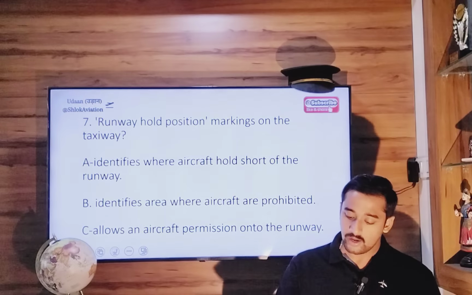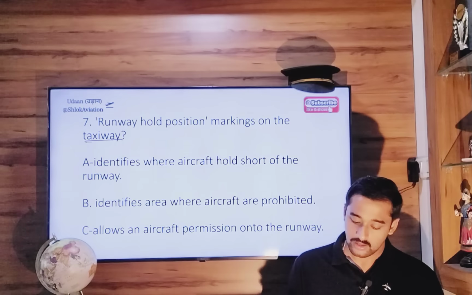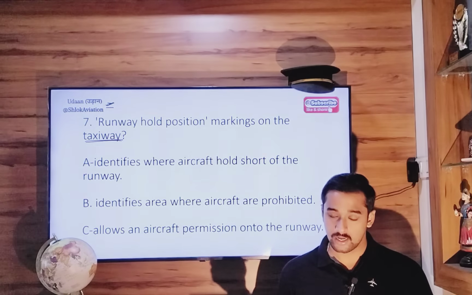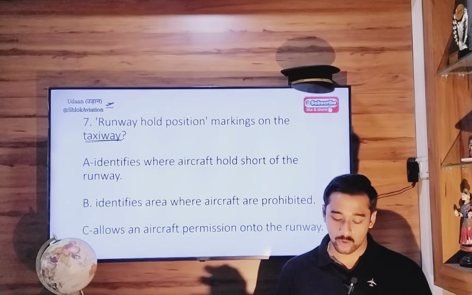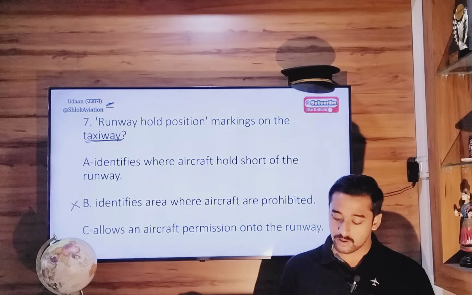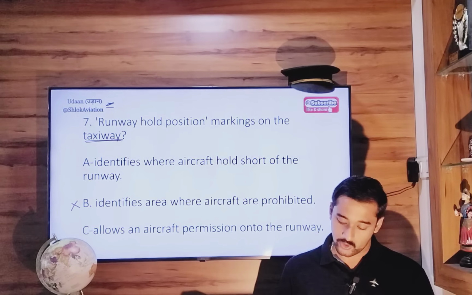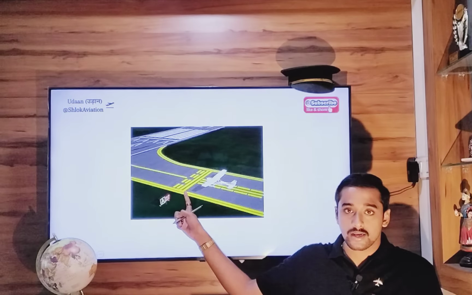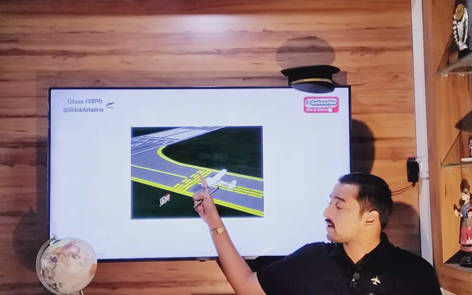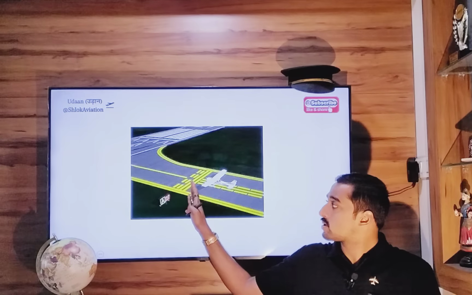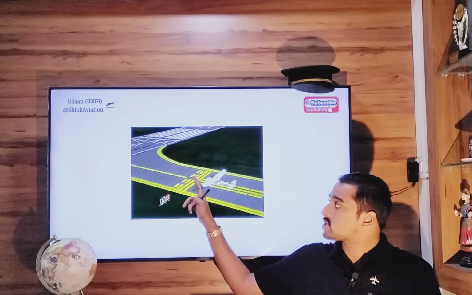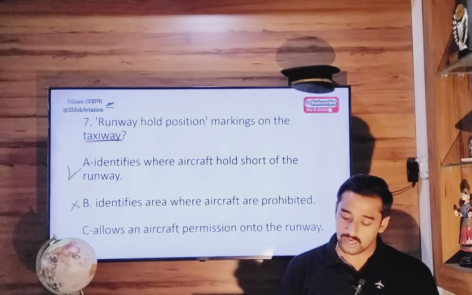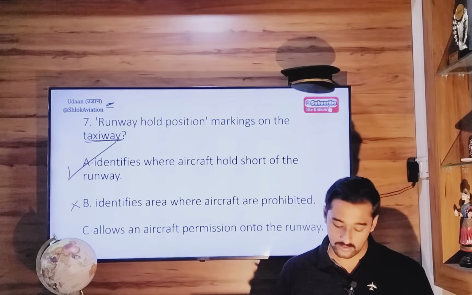Next, runway hold position markings on the taxiway mean what? Runway hold position: identifies where aircraft hold short of the runway. Identifies area where aircraft are prohibited. Wrong. Allows aircraft permission onto the runway. So this is the runway hold short markings. Two continuous yellow lines towards the taxiway, broken lines towards the runway. Remember this for your viva exam. So the correct answer will be identifies where aircraft hold short of the runway.